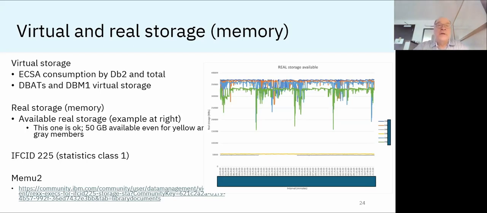IFCID 225 is the primary input. This is part of statistics class 1. And there is a MEMU2 REXX exec. And if you go to the DB2 community link listed here, you can find out about and download that and use it to evaluate your environment, your virtual and real storage usage in your environment.